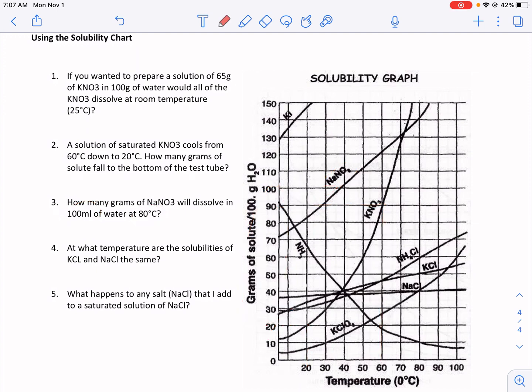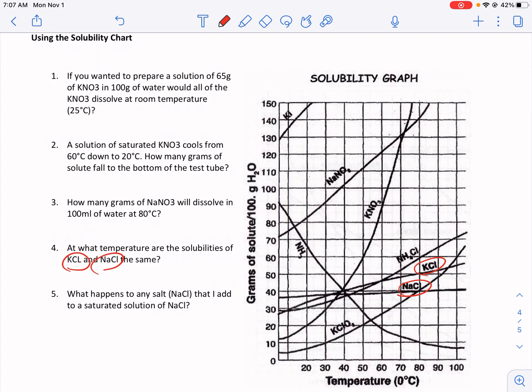Number 4, at what temperature are the solubilities of KCl and NaCl the same? So go to see where KCl and NaCl, the lines cross. Okay, here's KCl and NaCl. See where these lines cross. It's kind of a mess in there.